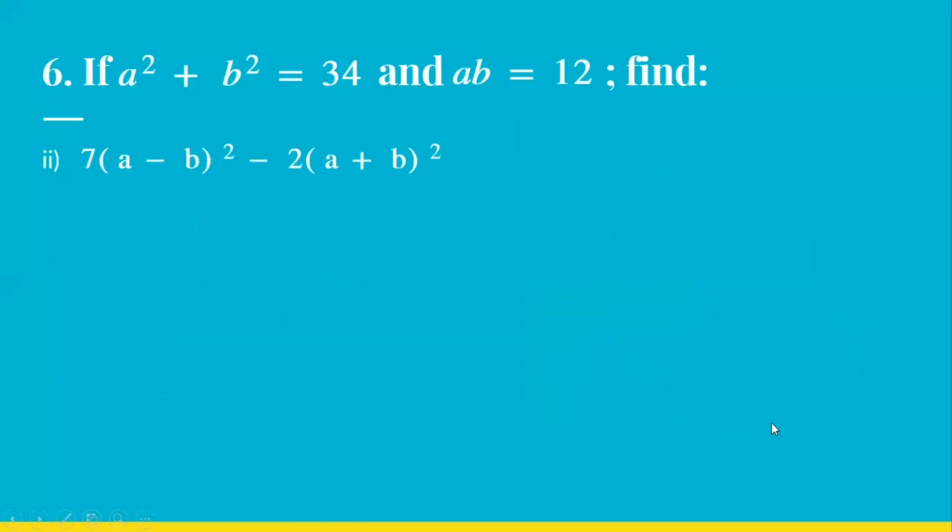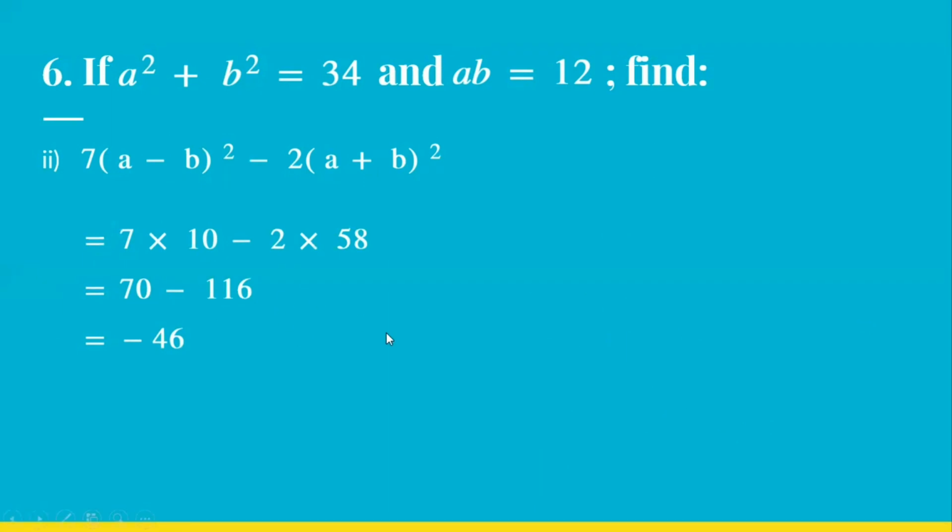Now there is one more sub question here. You are asked to find the value of 7 in bracket a minus b the whole square minus 2 in bracket a plus b the whole square. We put the value of a minus b the whole square, we have got 10, and a plus b the whole square, we got 58. Let us substitute 7 multiplied by 10 minus 2 into 58, which is 70 minus 116, that is minus 46.